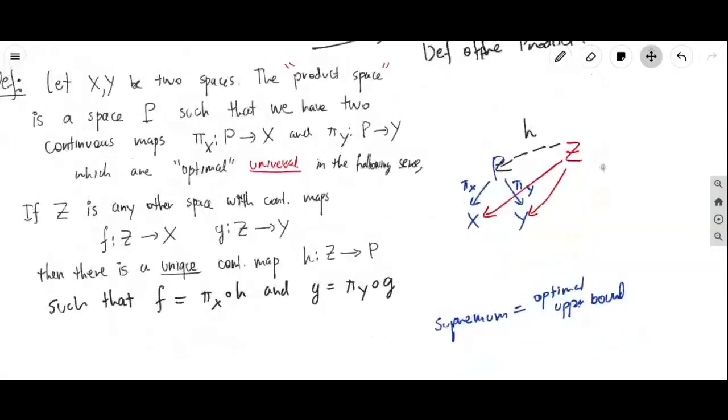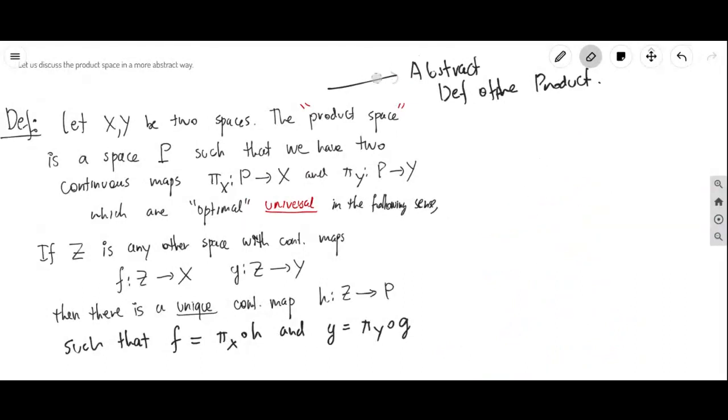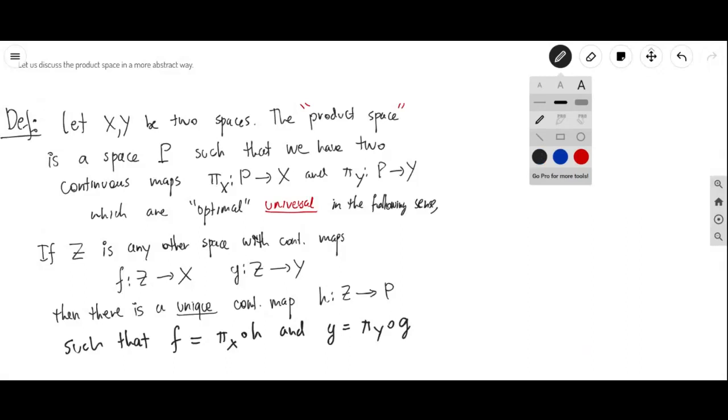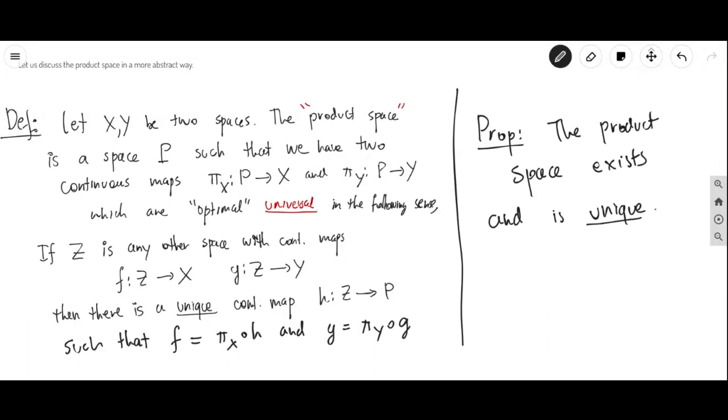And what I want to show you is two things about this. So I'm going to take this down. Maybe I should not have taken that down, but that's okay. If you can make this definition, how do you know this thing exists? So the proposition here is that the product space exists and is unique. Unique in the topological sense.